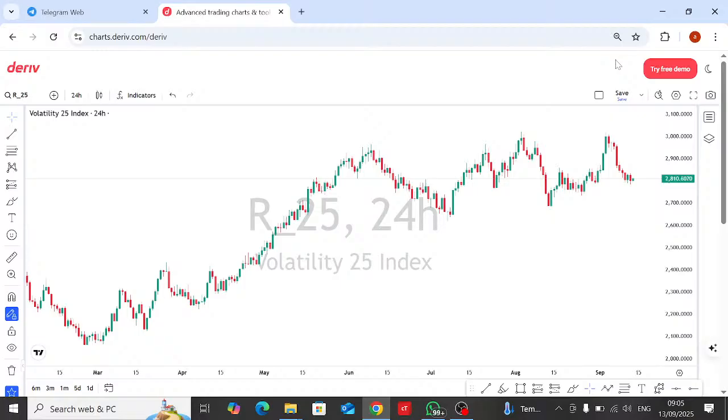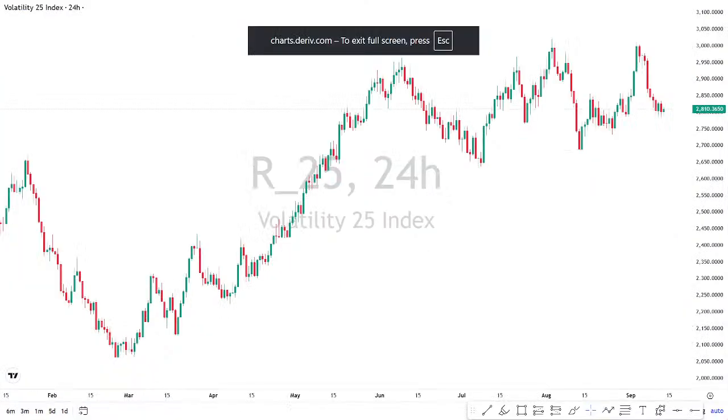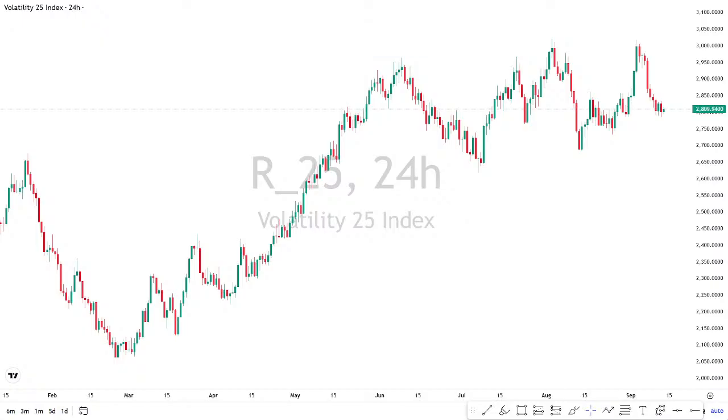So let's get started with the one we have on the screen right now. Okay, so this is volatility 25, and of course I am always saying it that there is nothing we can do except we check what the higher time frame is telling us. So of course we're going to be starting up from the higher time frame, which is volatility 25, 24 hours time frame. So what do we see on the 24 hours time frame?